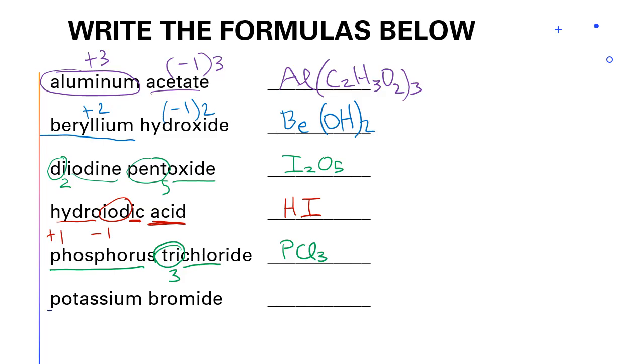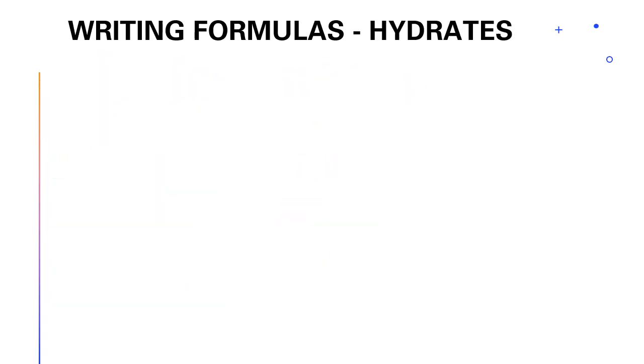And now I have potassium, which is K plus +1. Bromide, which is bromine, Br minus. Those charges balance. Potassium bromide is just KBr.